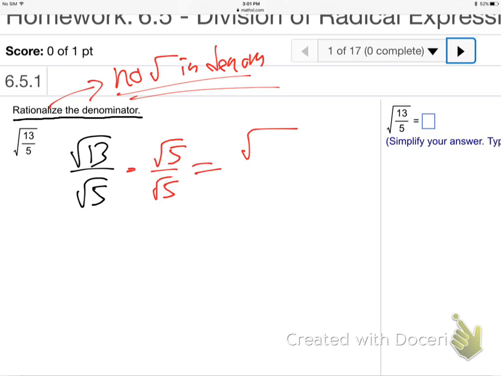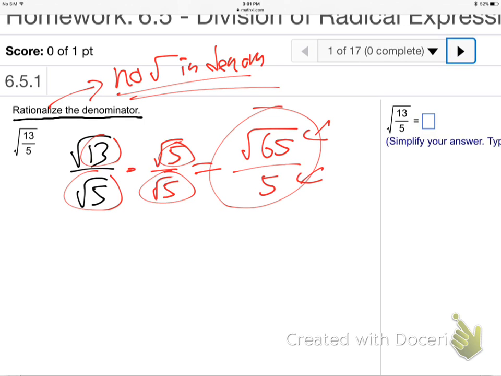On the top, can I multiply 5 times 13? Yes, they're both insiders. Just use your calculator: 65. On the bottom, what's root 5 times root 5? 5. Plain 5. Okay, great. Now, can I divide 5 into 65? No. Why not? Different worlds. This is in the root; this is out. So we're actually done right there. What did we do? We got rid of the root from the bottom. See how there's no root in the bottom?